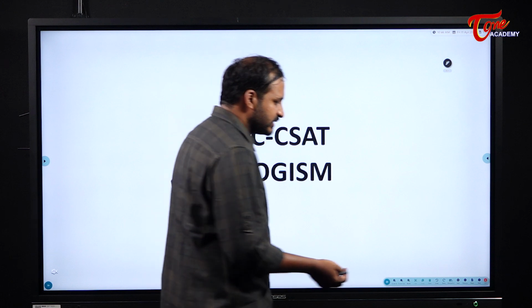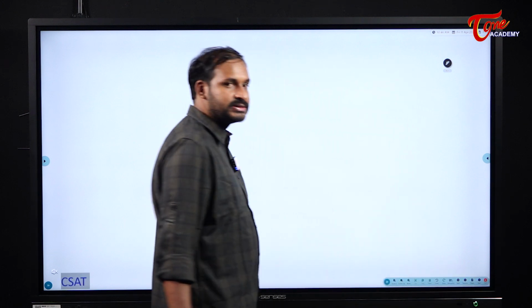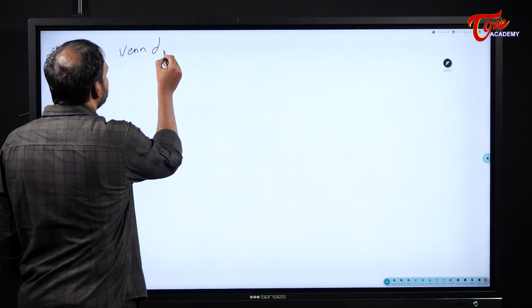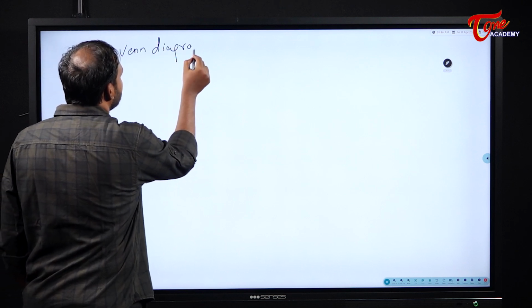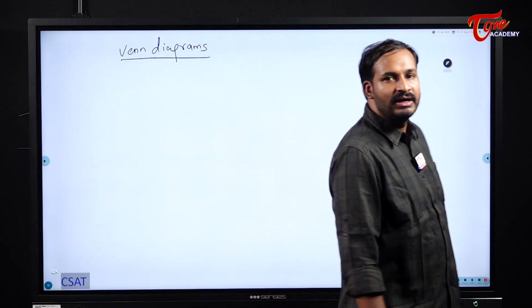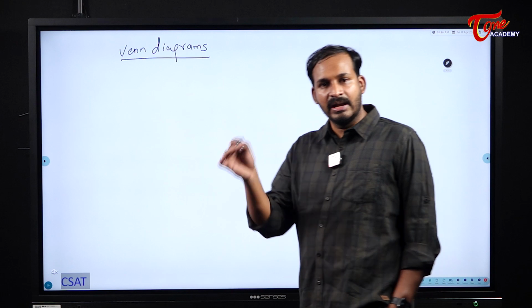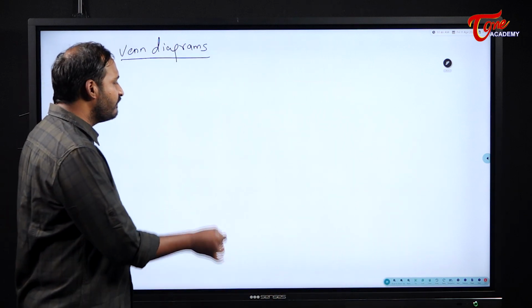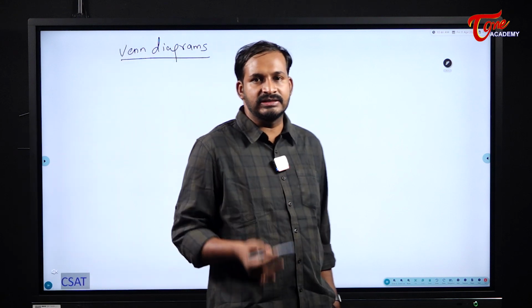Now, students, we are going to learn this syllogism concept with the help of Venn diagrams. We are going to learn this entire concept with the help of Venn diagrams. That means we will draw some diagrams and, based on that, we will decide our answers. With the help of diagrams, we are going to solve our problems. Before going to the actual concept, let us discuss a few things.